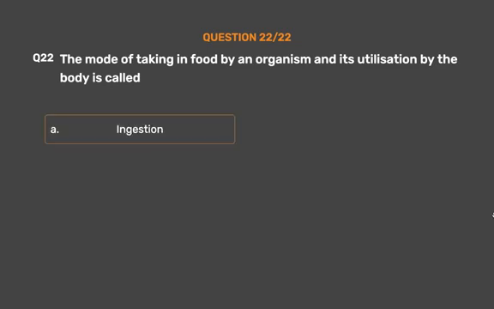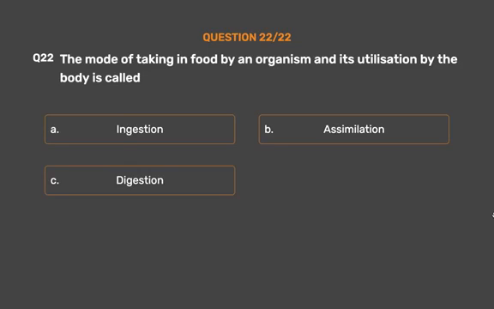Option A. Ingestion. Option B. Assimilation. Option C. Digestion. Option D. Nutrition.